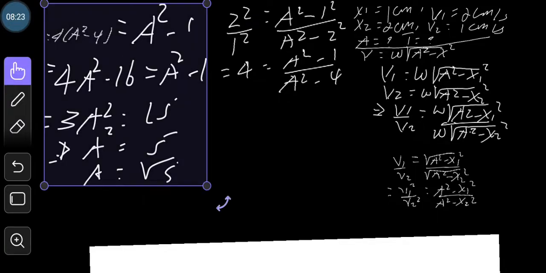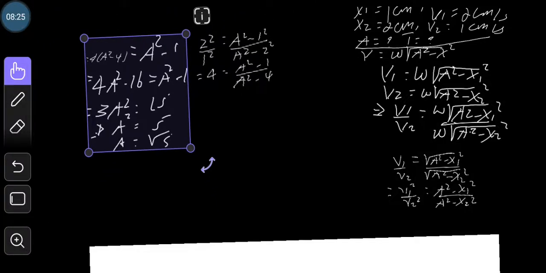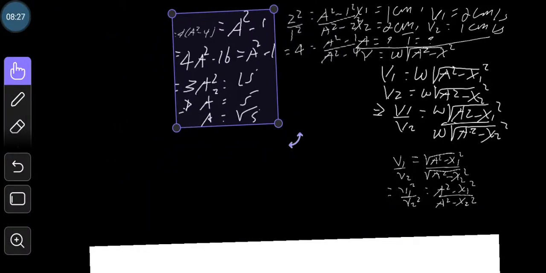Okay, then this is the final, the first required quantity, the amplitude. Then the second one is the time period.